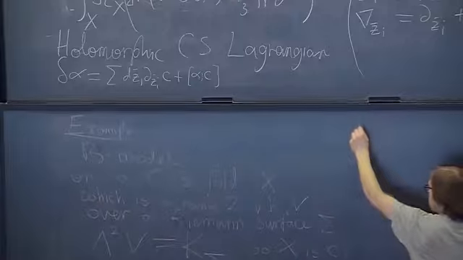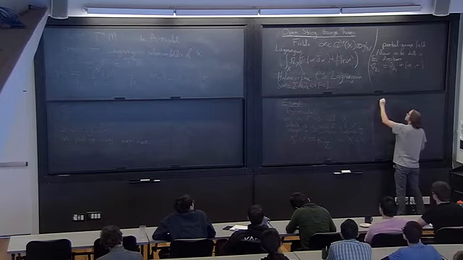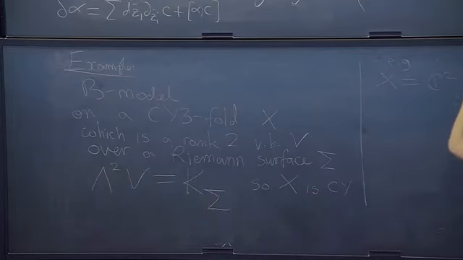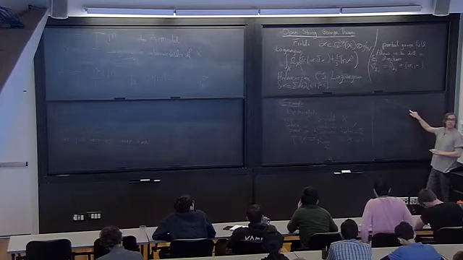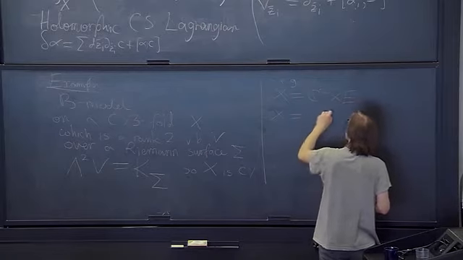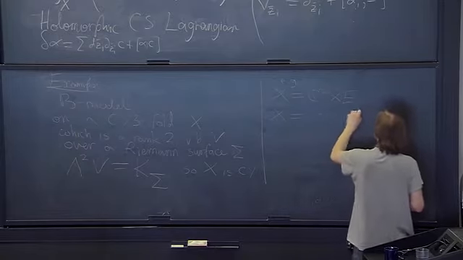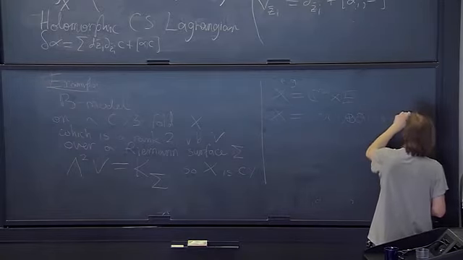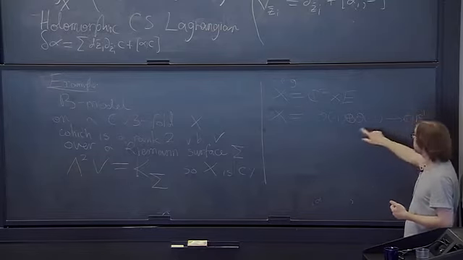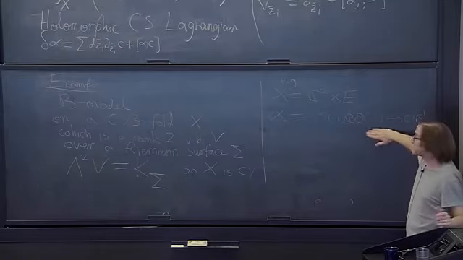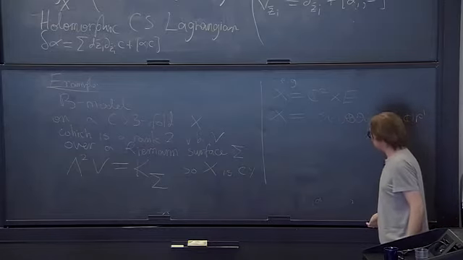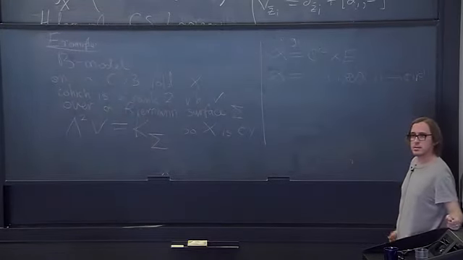So an example, e.g., X might be C2 times an elliptic curve, because an elliptic curve has trivial canonical bundle, or X is the total space of O(-1) plus O(-1) over CP1. Because the canonical bundle of CP1 is O(-2), so this thing is Calabi-Yau. This example here is sometimes called the resolved conifold. Okay, questions? Is that understandable?